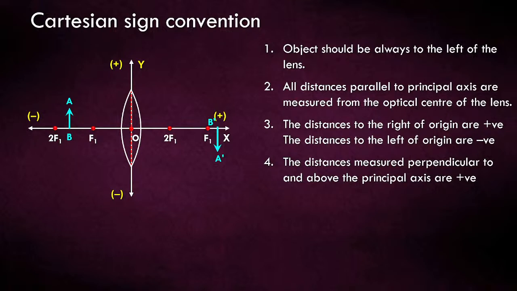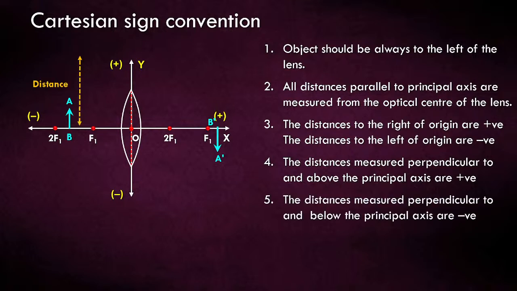Okay, now the distance measured perpendicular, above the principal axis. From this point, if I go up, it is plus 5, so it will be positive. The object is above the principal axis, but the image is below the principal axis. So now imagine the next point I'll show you. This is positive. The distance measured perpendicular below the principal axis is negative.